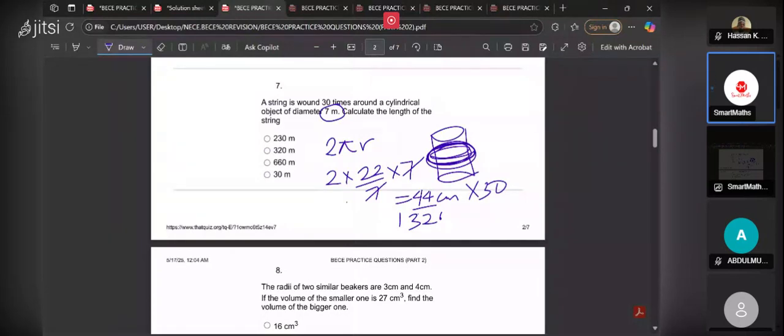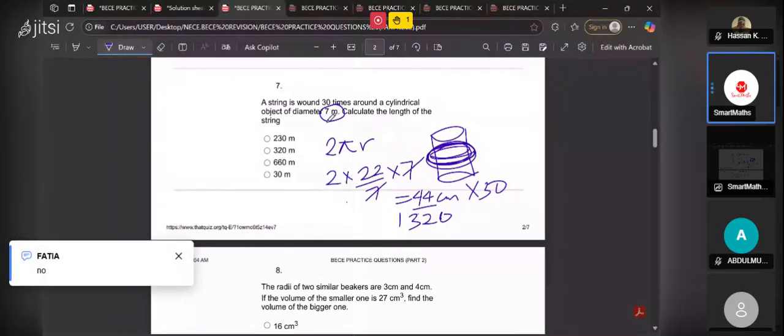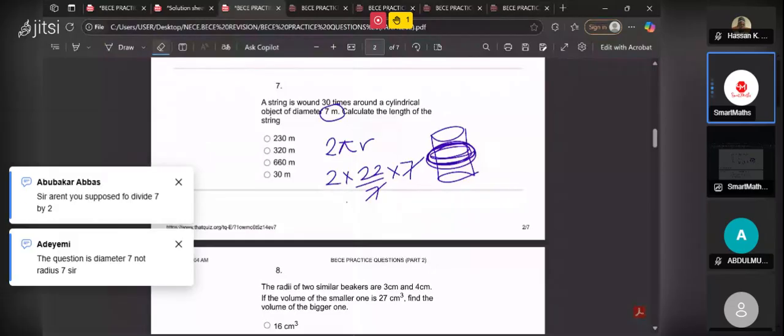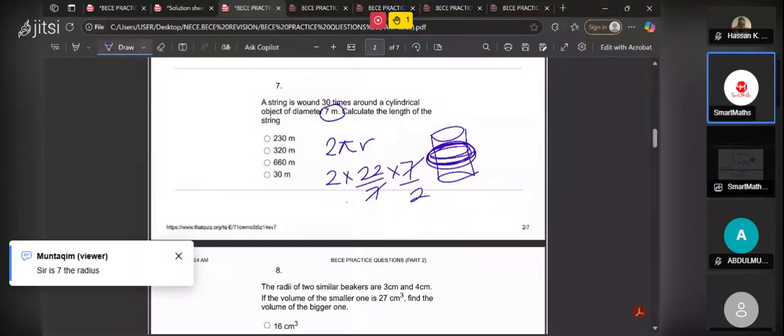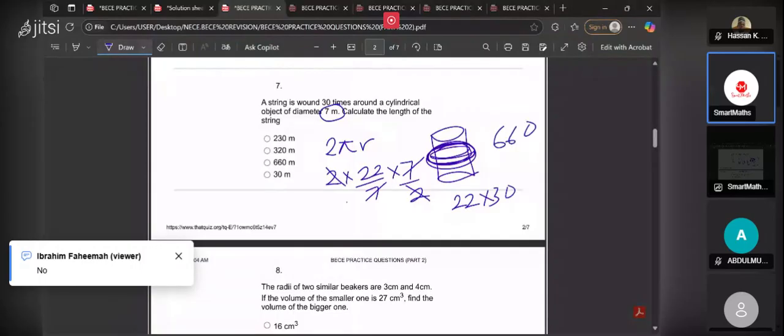I hope this is clear, right? Oh, sorry. The diameter is given. We divide this by 2. Sorry for that. So 7 cancels 7, 2 cancels 2. That will be 22. 22 times 30 is going to give us 660, which is this option here.